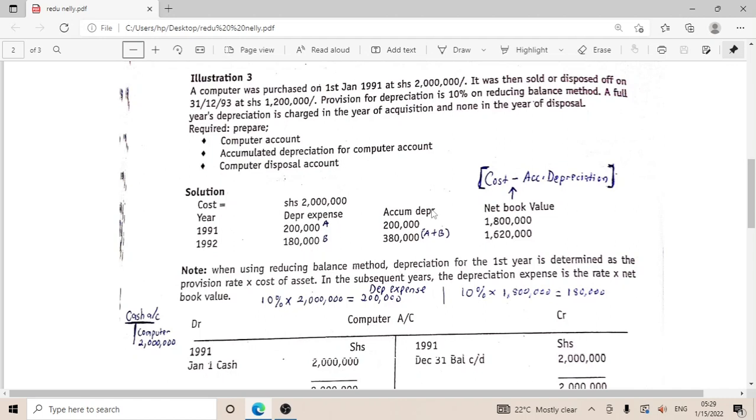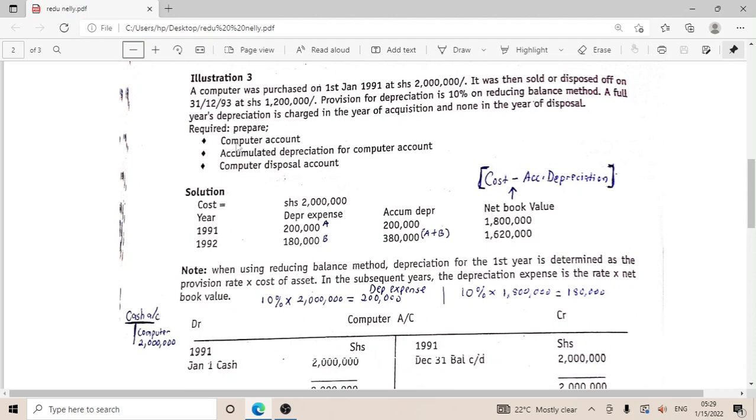When I come to accumulated depreciation, since I'm dealing with a subsequent year here, it's going to be the first depreciation expense plus the second depreciation expense, which is equal to 380,000. For the net book value, I already told you it is cost minus accumulated depreciation. So it's 2 million minus the accumulated depreciation of 380,000 to give you 1,620,000. Once that is done, I've finished doing my table.